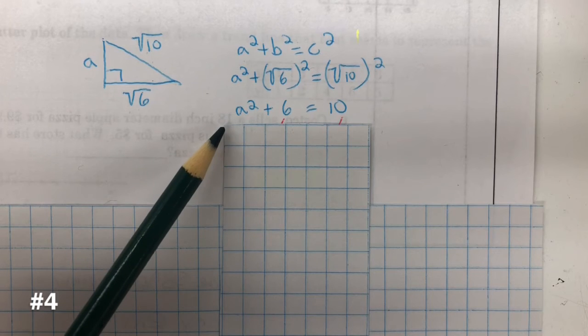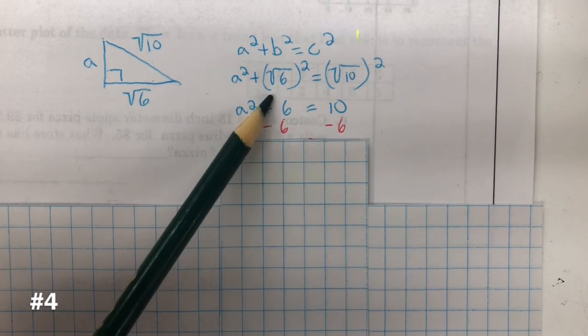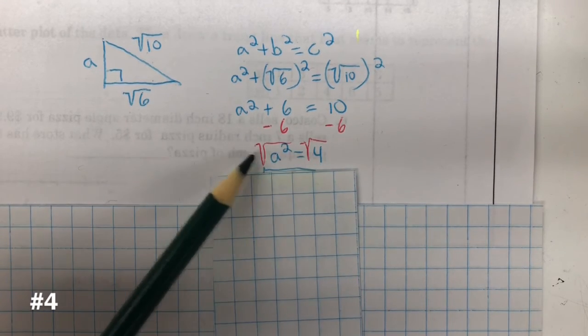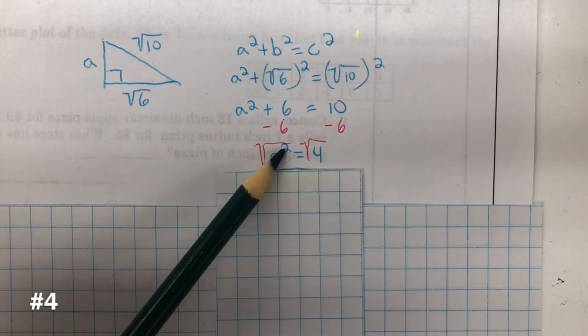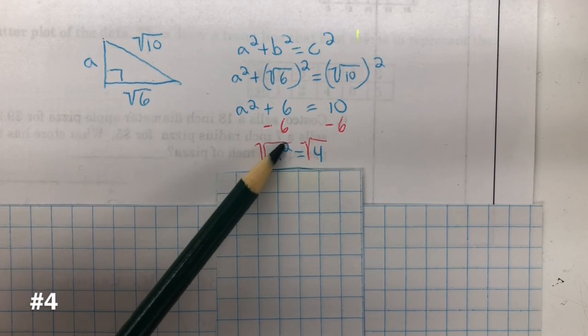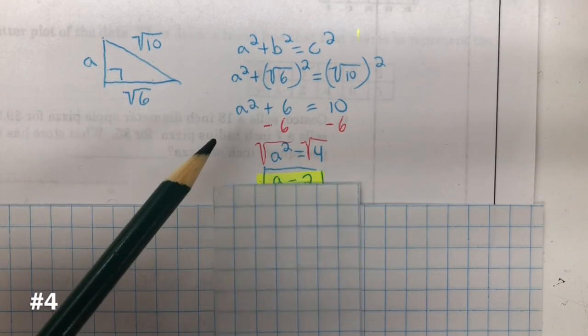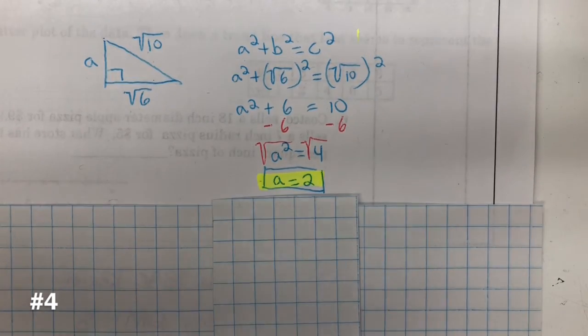Now we have a squared plus 6 equals 10. Inverse property of addition is subtraction, creating a zero pair. 10 minus 6 is 4. Now we have a squared equals 4. To get rid of this square, we take the square root, inverse property. What you do to one side, you do to the other. And so now the square root of 4 equals 2. So a equals 2.